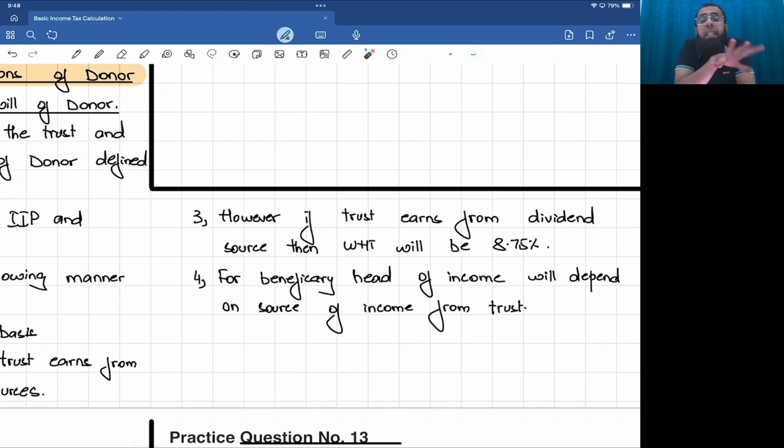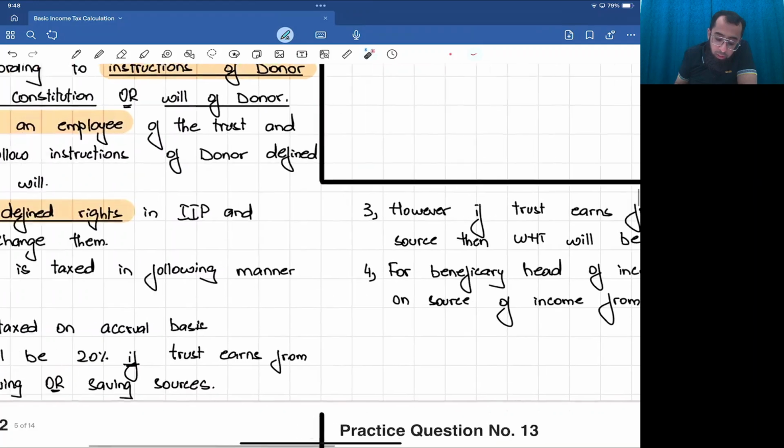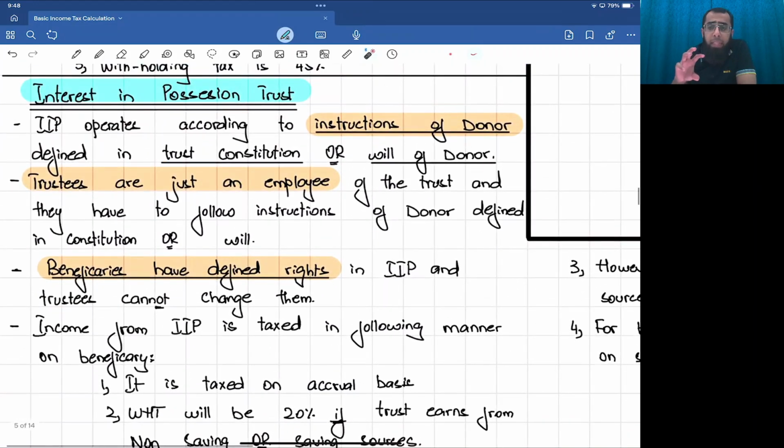Logical, not like a discretionary trust that always puts income in non-saving. Non-saving has the highest tax rate. Non-saving is not a good thing. So an interest in possession trust is a more logical, more legitimate and valid thing, not a tax planning tool. Discretionary trust is also permitted. The tax department has allowed it. There is no issue in it.